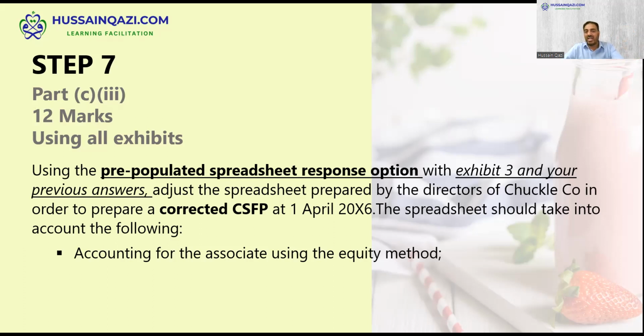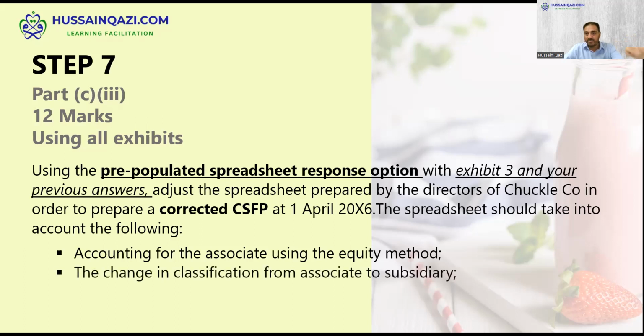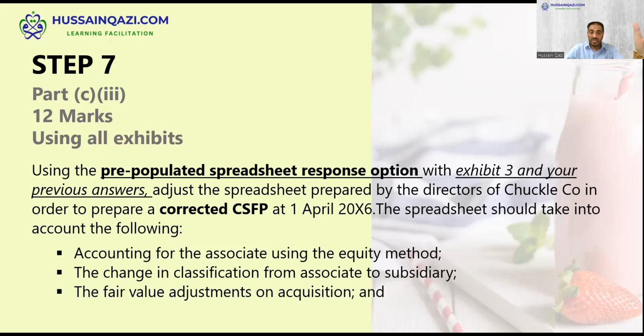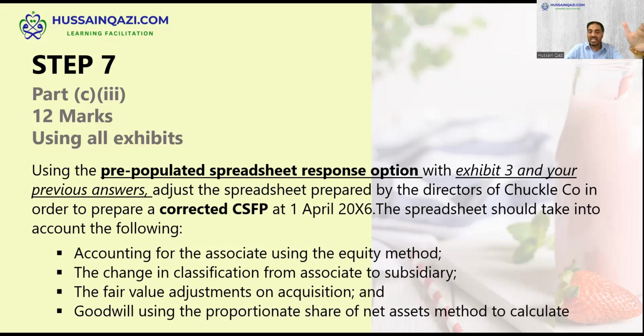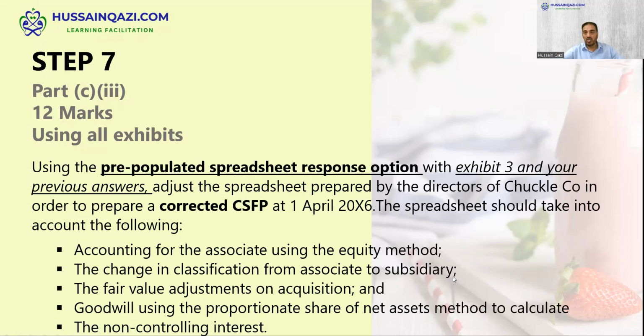Number 1, accounting for associate using the equity method. Number 2, change in classification from associate to subsidiary. Number 3, fair value adjustment including deferred tax and goodwill, using the proportionate share of net assets method to calculate NCI as well. So basically, all these adjustments you have already covered with your previous requirements.